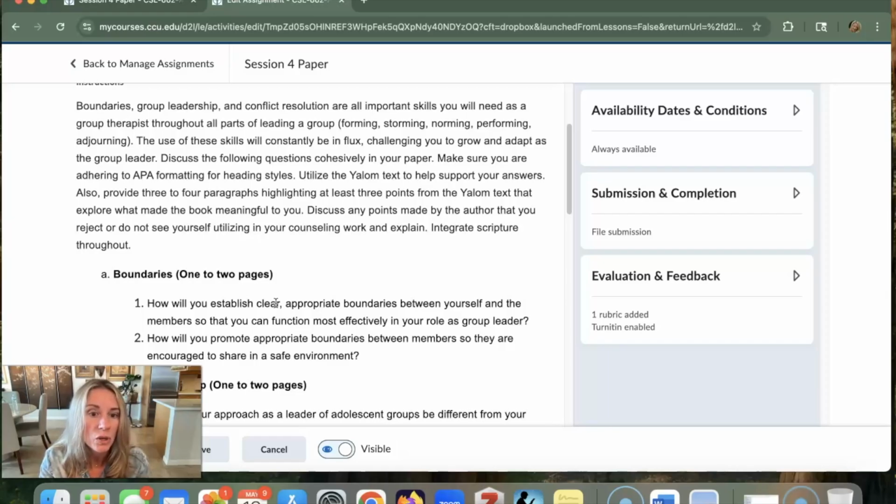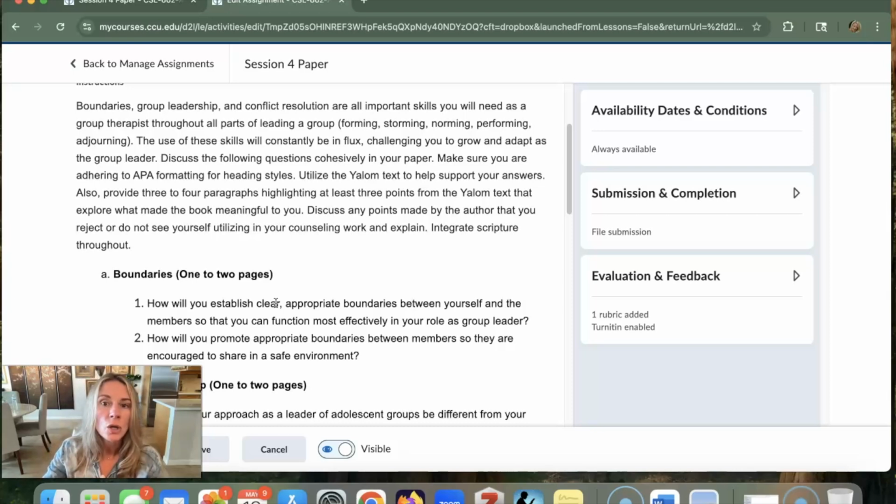what made the book meaningful for you. 3 to 4 paragraphs focus just on Yalom, pulling out the pieces that were most salient and impactful for you. Discuss any points made by Yalom that you reject or do not see yourself utilizing in your counseling work, and explain why, and integrate scripture throughout.